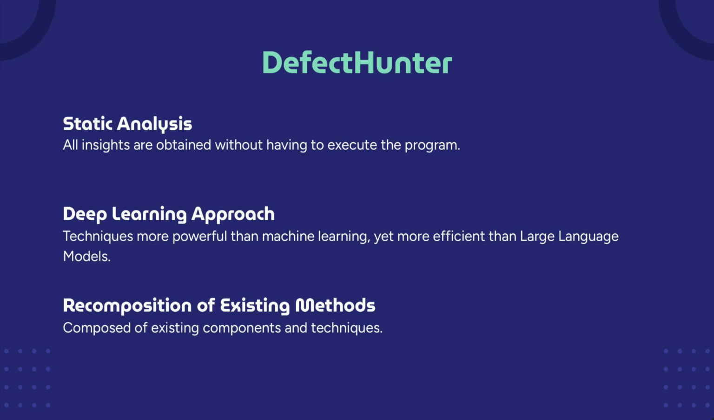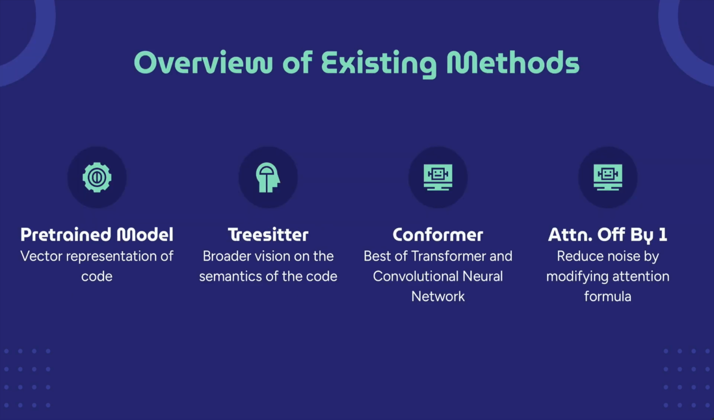DefectHunter is a model that artfully combines established methodologies to create a robust system for detecting code vulnerabilities. This synergy of pre-existing components and techniques allows DefectHunter to efficiently and effectively pinpoint potential security issues in software. Here's an overview of the existing methods that DefectHunter synthesizes to revolutionize vulnerability detection.